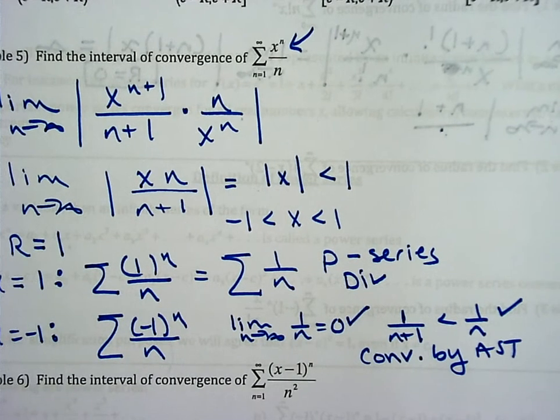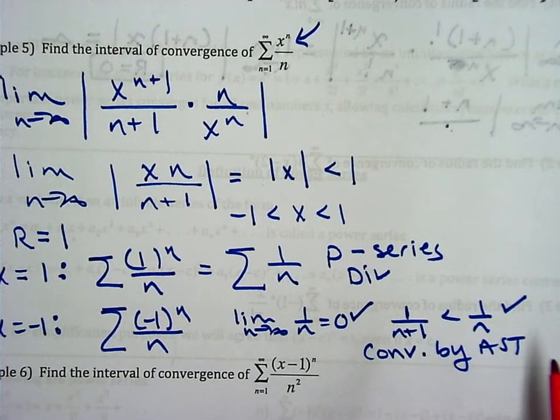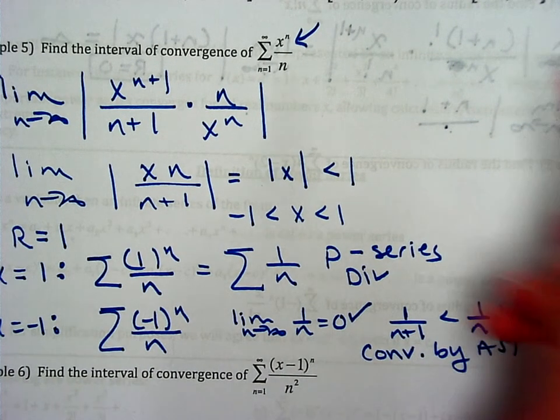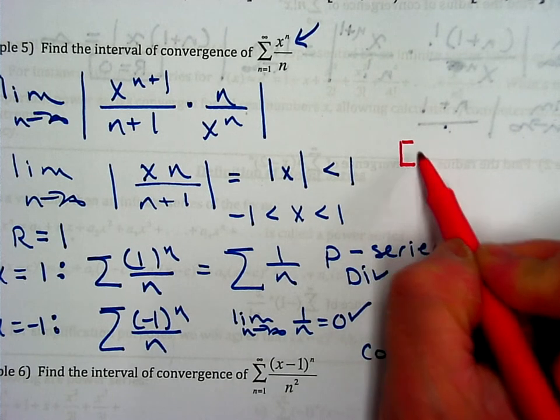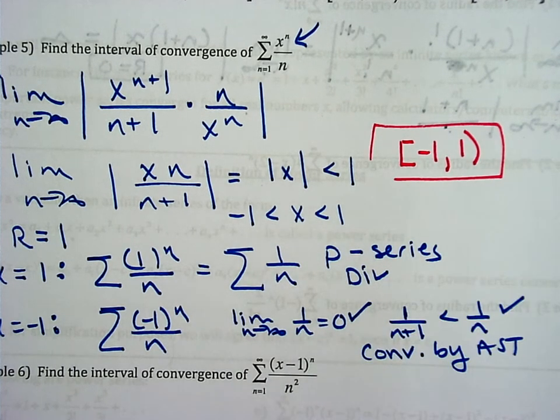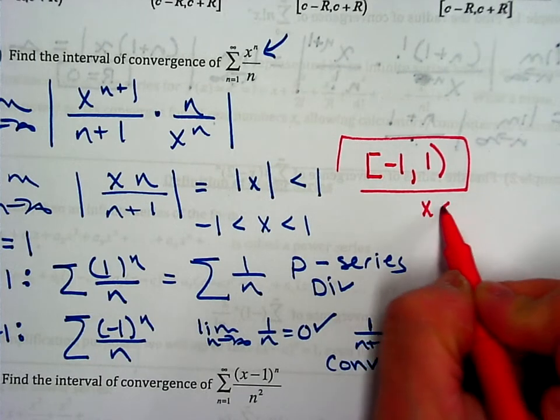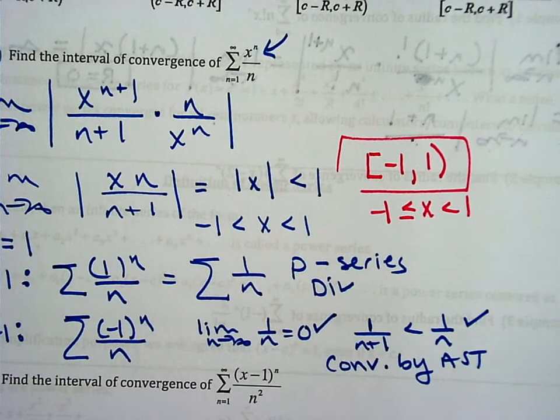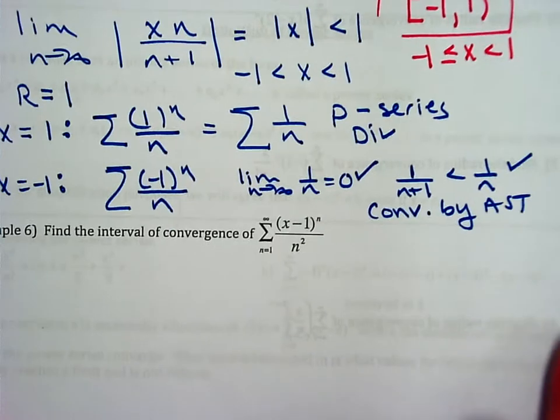So your final answer that asks you for the interval of convergence should be, I want to include negative 1 but not include 1. So this should be your interval of convergence. You can either write it with interval notation or you can do inequalities. Doesn't matter. Okay, let's try one last one.